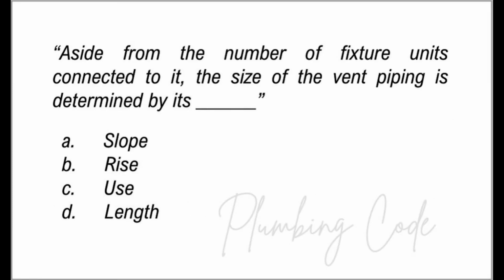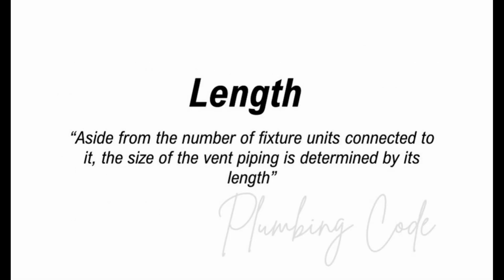Aside from the number of fixture units connected to it, the size of the vent piping is determined by its what? A. Slope. B. Rise. C. Use. D. Length. The answer is length.